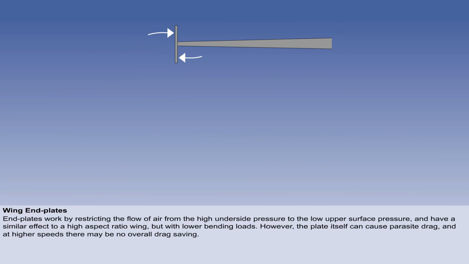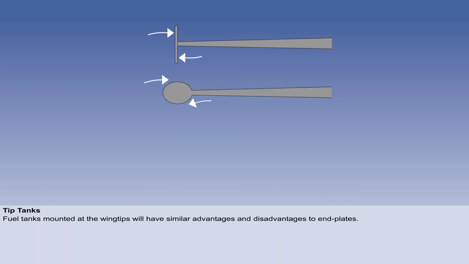A flat plate mounted vertically on the end of the wing will restrict the flow of air from the high underside pressure to the low upper surface pressure, and has a similar effect to a high aspect ratio wing, but without the associated bending loads. However, the plate itself can cause parasite drag, and at higher speeds there may be no overall drag saving. Fuel tanks mounted at the wingtips will have a similar beneficial effect to end plates in reducing induced drag, with the added benefit of a reduction in wing root bending moment.